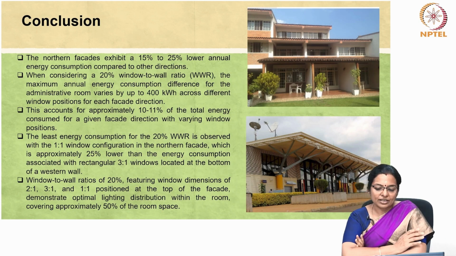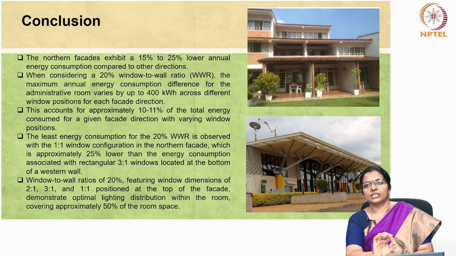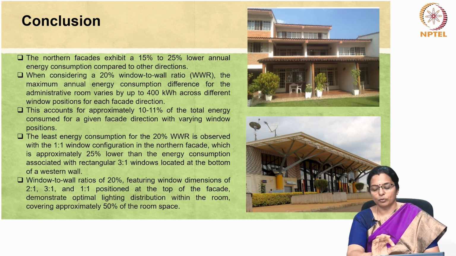So, in general, we conclude that the northern facades exhibit a 15% to 25% lower annual energy consumption compared to other directions. When considering a 20% window to wall ratio, the maximum annual energy consumption difference for the administrative room varies by up to 400 kilowatt hours across different window positions for each facade direction. This accounts for approximately 10 to 11% of the total energy consumed for a given facade direction with varying window positions.